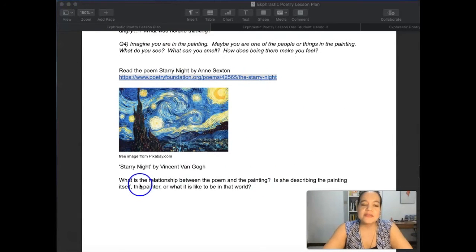So you can ask them these specific questions. What's the relationship between the poem and the painting? Is this poem describing the painting itself? Or do you think this poet is in the painting somewhere? Is she in that town? Or do we think this person, this poet, is writing from the perspective of the painter? So we want to get the students to think about the relationship between the poem and the painting and what perspective the poet is taking on the painting.